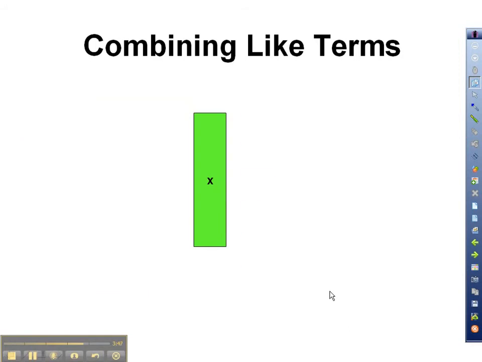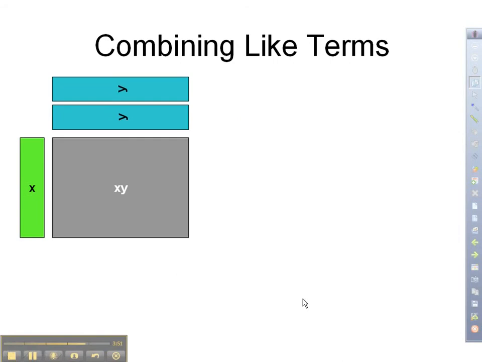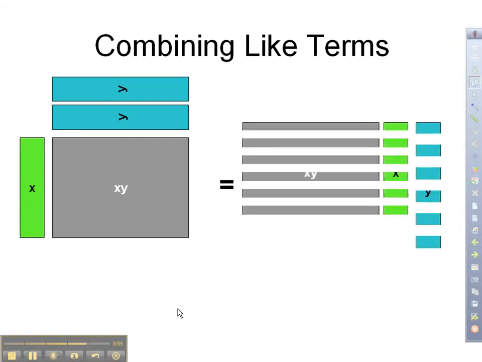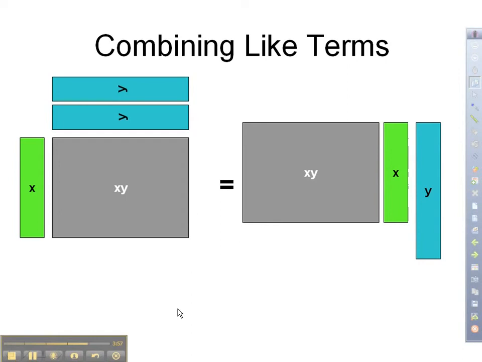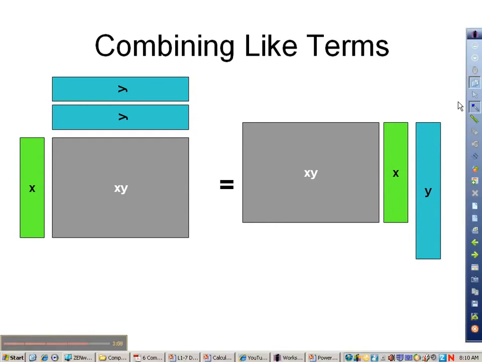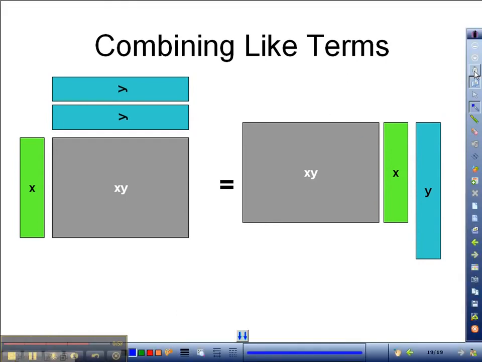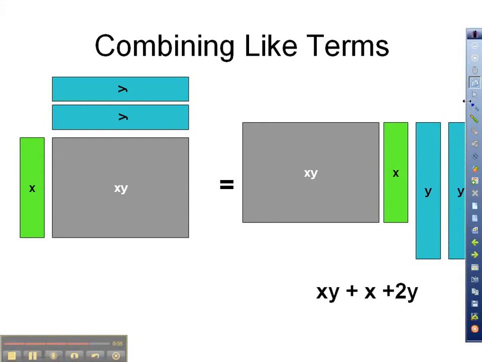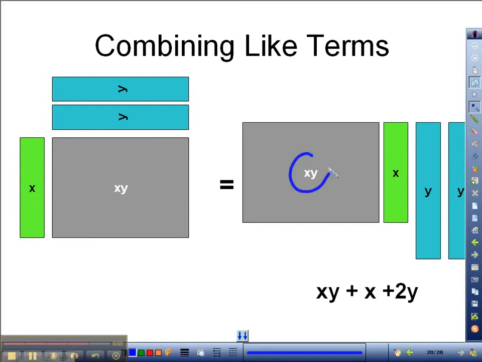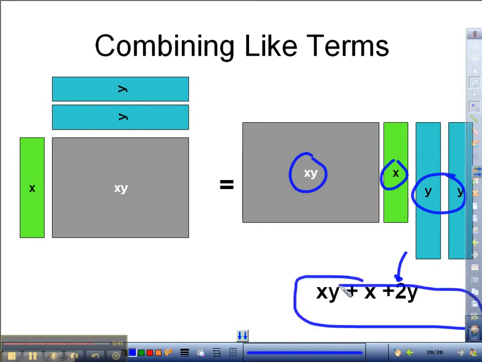Right here, I've got an x, and I'm going to call this guy y. Let's see what we've got here. If I rearrange things and put like stuff together, I would say I've got an xy here. Oops, I'm missing one. There it is. I've got 1 xy here, and I've got 1 x here, but I've got 2 y's here, and that's why I get the 2y. That's simplified form. I have just combined like terms.